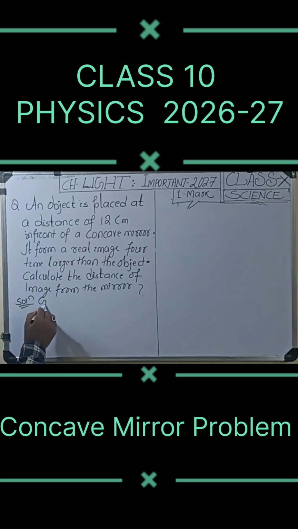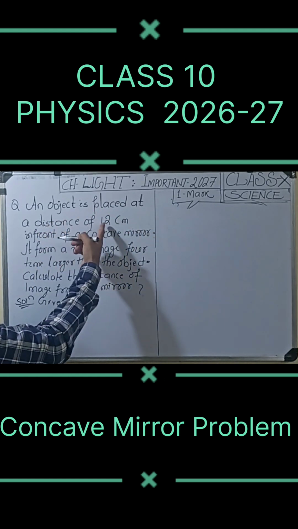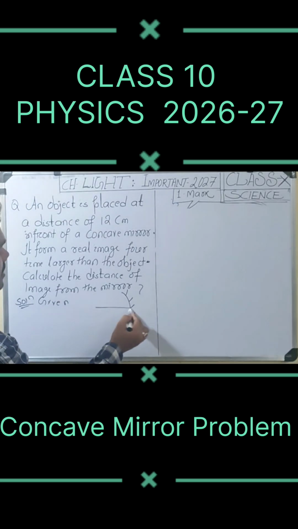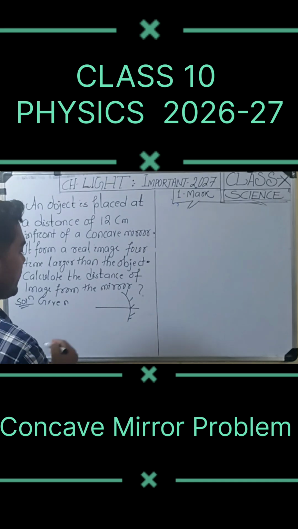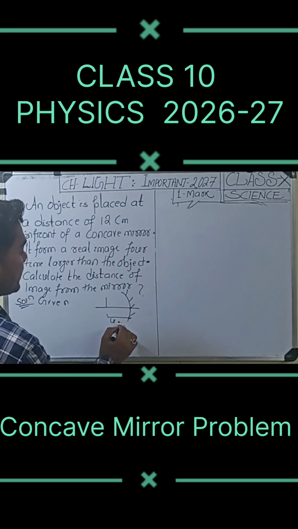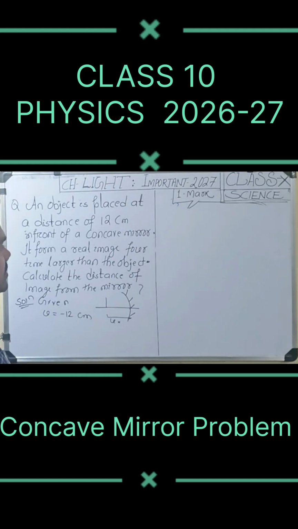First, you see the given object distance. The object is placed at a distance of 12 cm. As it is a concave mirror, you know that every distance measured from the mirror towards the left side is taken as negative. So the object distance is always taken as negative. Object distance is given, that is u = 12 cm, and it will be taken as minus 12 if you do the sign convention.